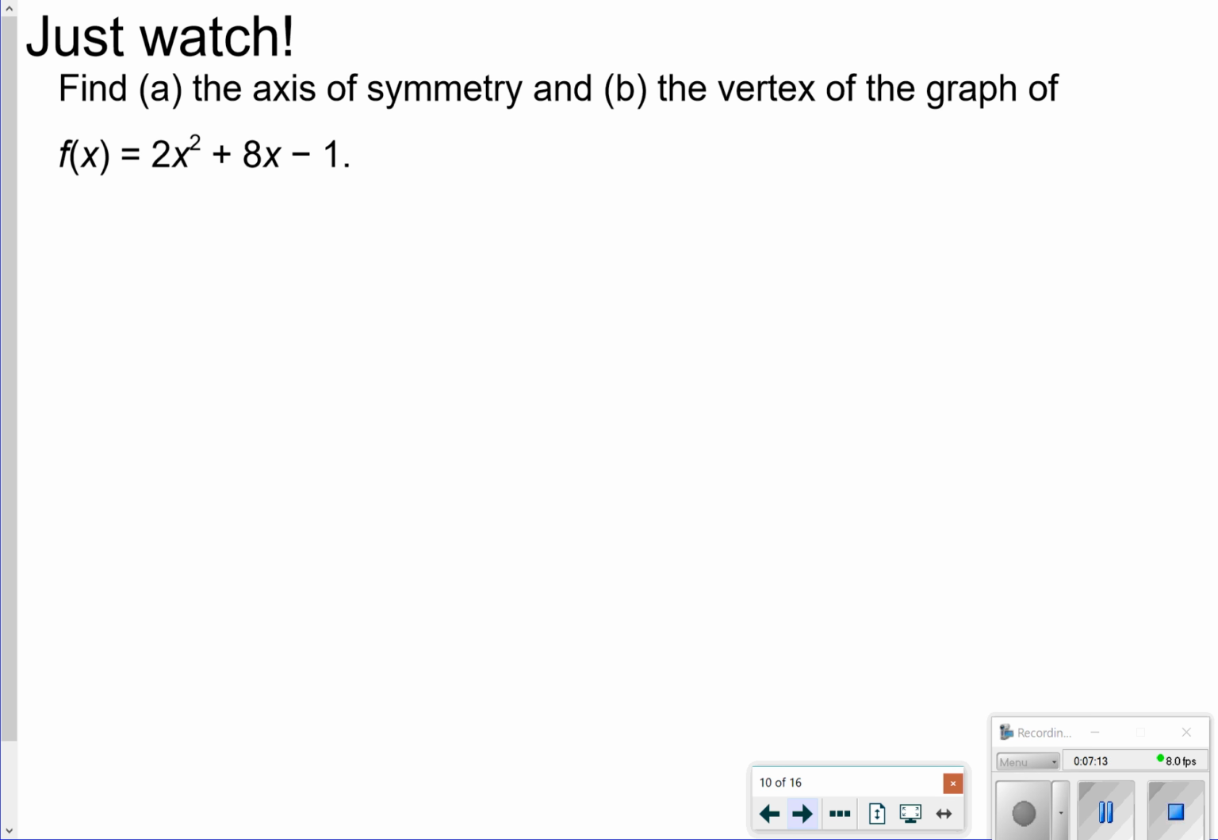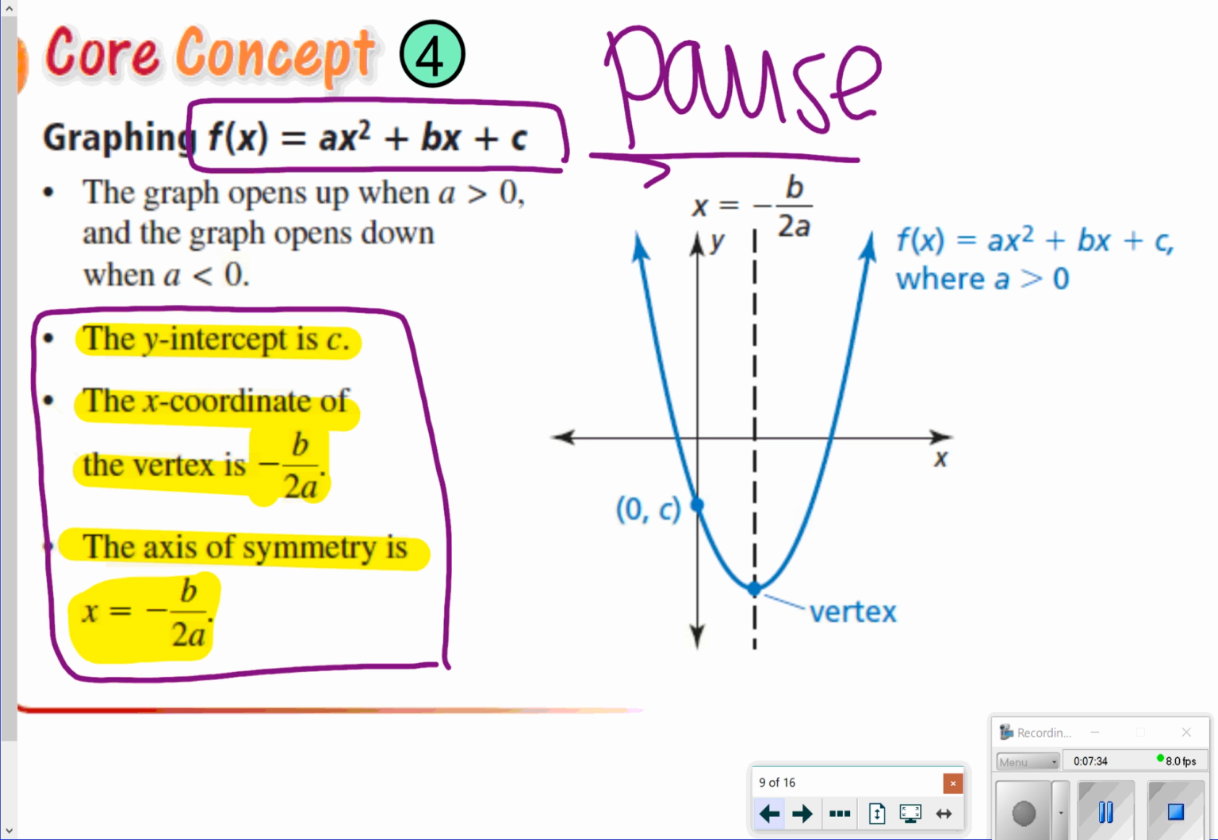So what I'm going to do here first is find the axis of symmetry and find the vertex of the graph. Okay, so I'm starting with 2x squared plus 8x minus 1. And what I need to figure out first is the axis of symmetry. Remember before we wrote down that the axis of symmetry is negative b over 2a.